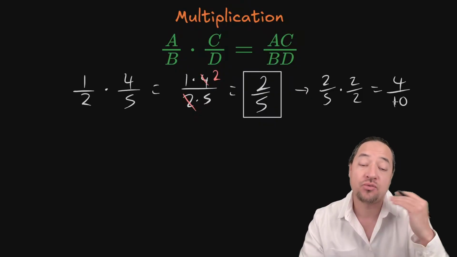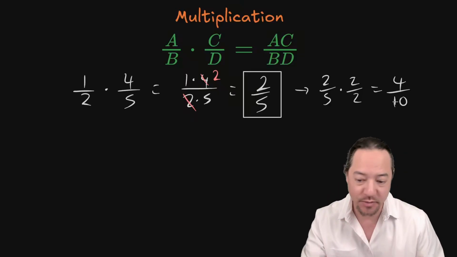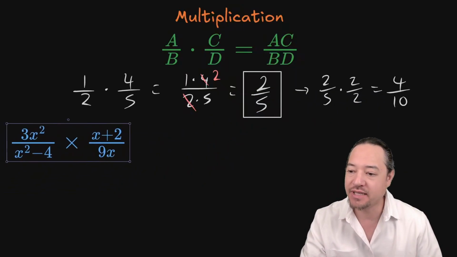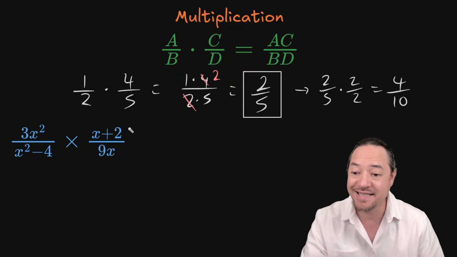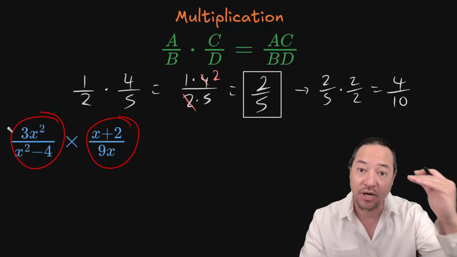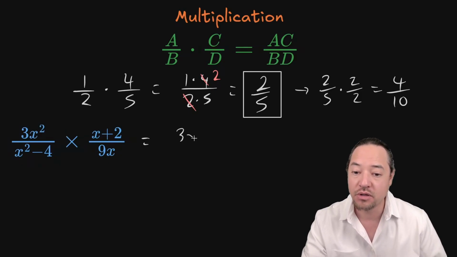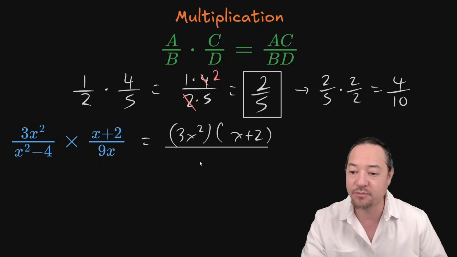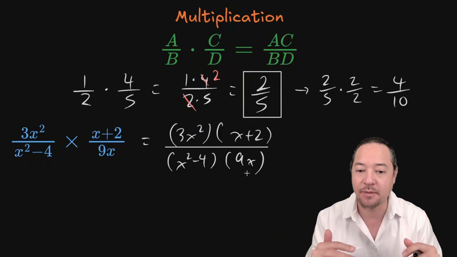That's the idea. Okay, now rational expressions are essentially fractions, but instead of being made of numbers, they're made of polynomials. So let's look at an example like this one. Here we're multiplying two rational expressions. So each one is a fraction that is created by a polynomial on the top and on the bottom. We can do the exact same thing for this, right? What we can do is say this must be equal to 3x squared multiplied by x plus 2, all divided by x squared minus 4 times 9x, right? You just multiply the numerators, multiply the denominators.